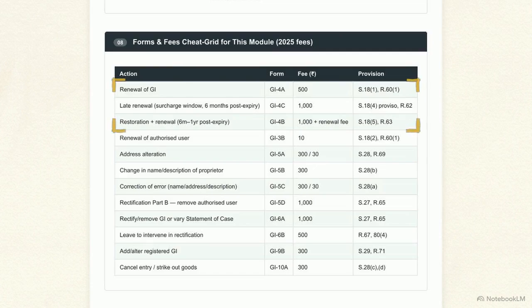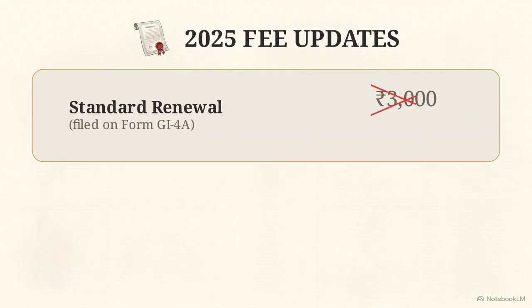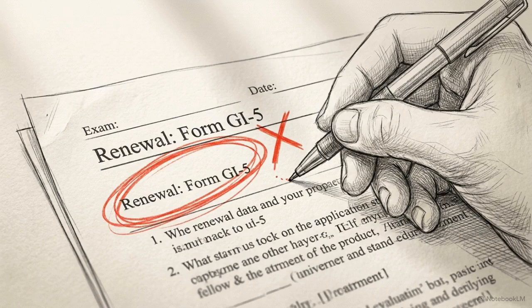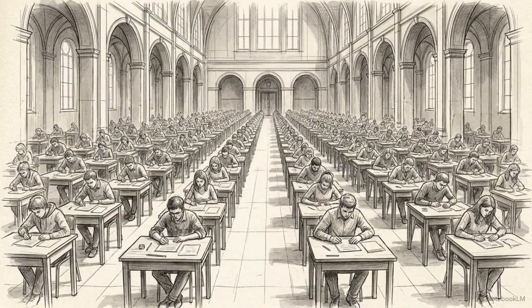Categorize them by function. The GI4 series handles renewals and restoration. The GI5 series is for housekeeping, including name changes and removing authorized users. GI6 is for rectification and intervention. GI9 alters the mark, and GI10 cancels or strikes out goods. Reconfirm the 2025 fee updates. Standard renewal is now 500 rupees, and late renewal with a surcharge is 1,000 rupees. Memorizing this grid is essential. Mixing up Form GI4 for renewal with Form GI5 for correction will result in lost marks on the descriptive portion of the exam. Rapid-fire recap.